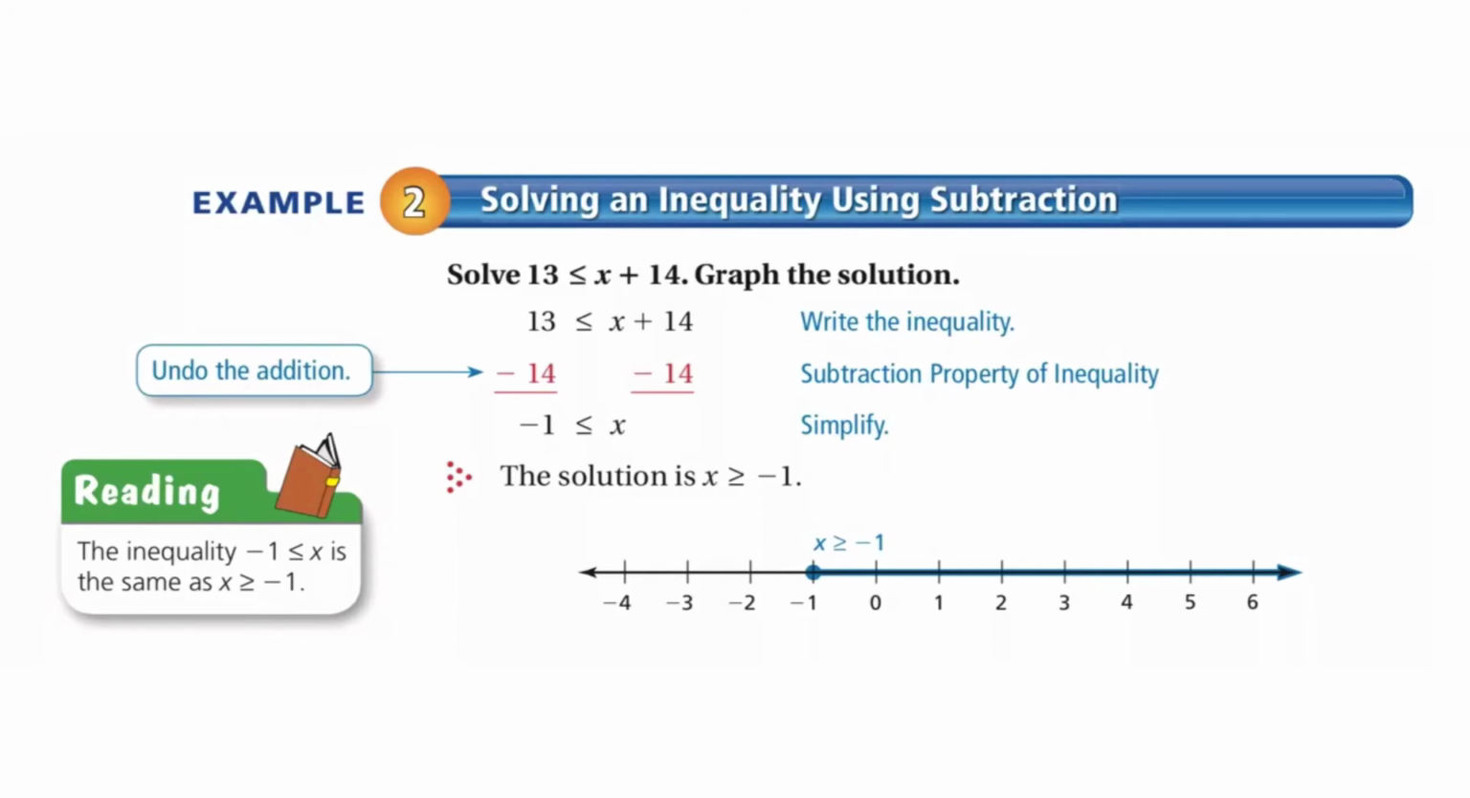The reason it's important to turn it around is because it makes it easier to graph. It's a filled in dot because it is or equal to, and it's pointing off to the right because x is greater than or equal to. And notice, the greater than symbol looks like an arrowhead pointing off to the right, which helps us to remember the arrow will be pointing off to the right.